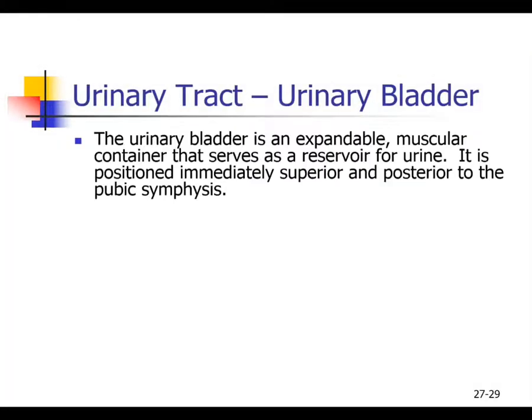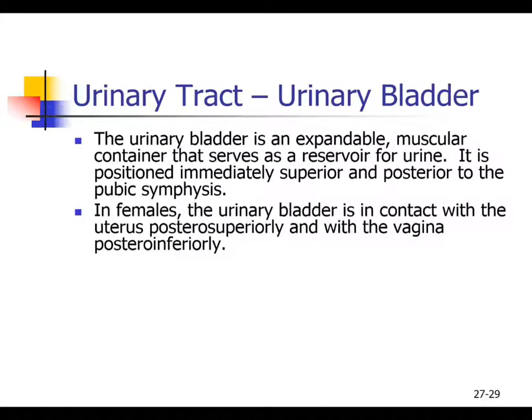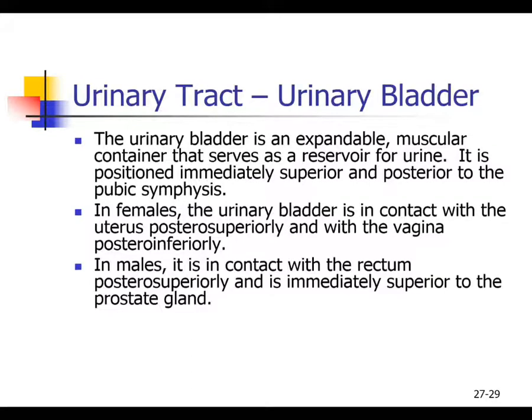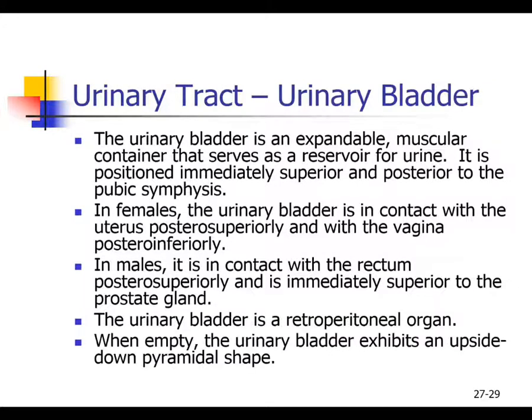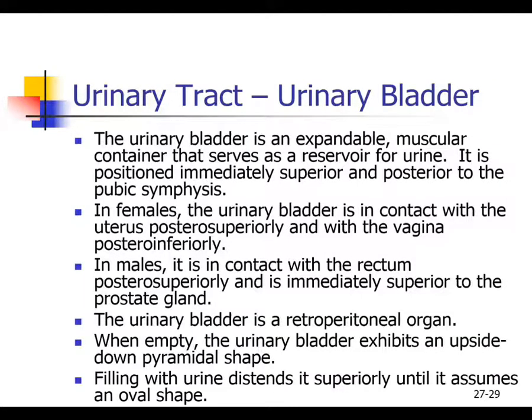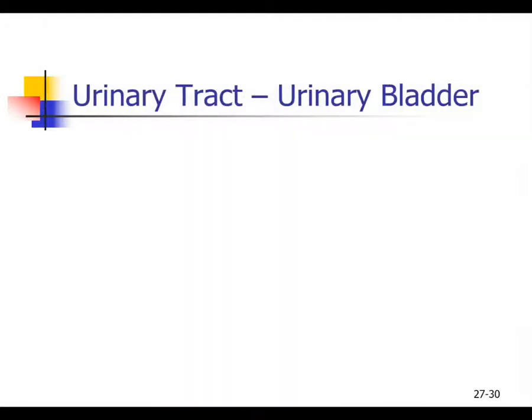Going down to the bladder, it is an expandable organ. We get that. In the female, it's directly connected to or right below the uterus. We've seen pictures of that with the reproductive systems. And in the male, we've seen the prostate gland in close proximity to the bladder. And remember that the bladder is also retroperitoneal. An empty bladder is kind of an upside-down pyramid, and as the bladder fills with urine, it becomes more oval in shape.